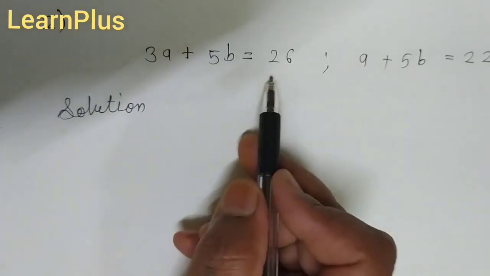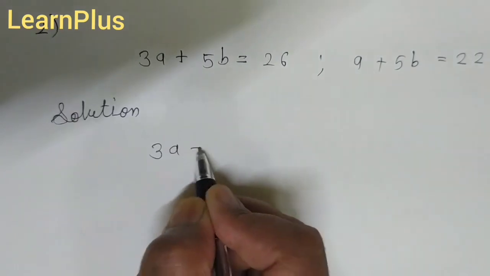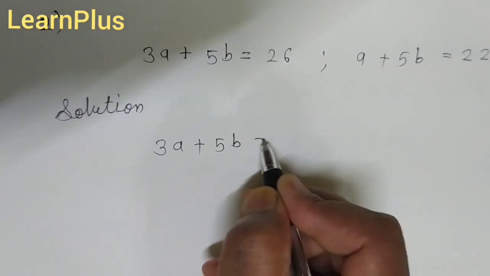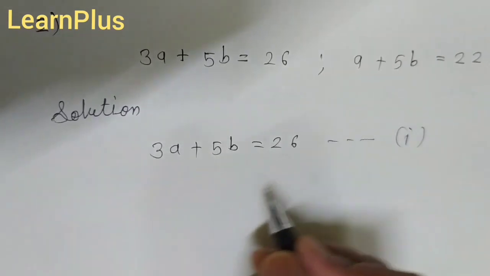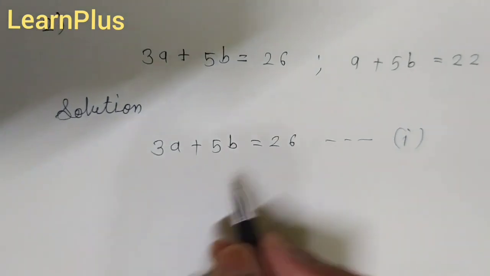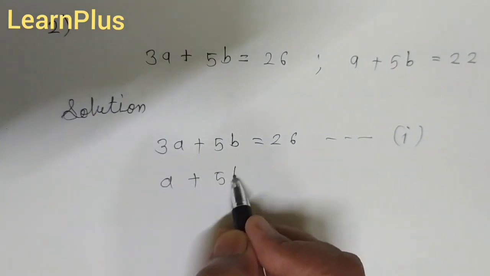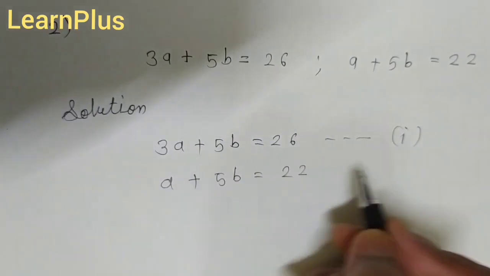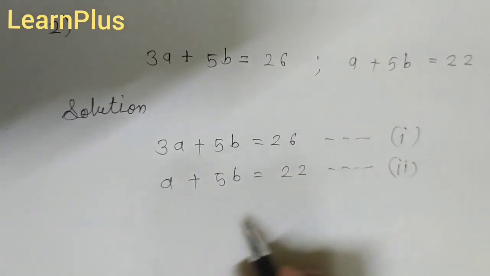Now first this is the first sum and this is the second. Means here you have to write 3a plus 5b is equal to 26. This is the first equation. Okay. Now second one, which one? A plus 5b is equal to 22. A second equation. Okay.